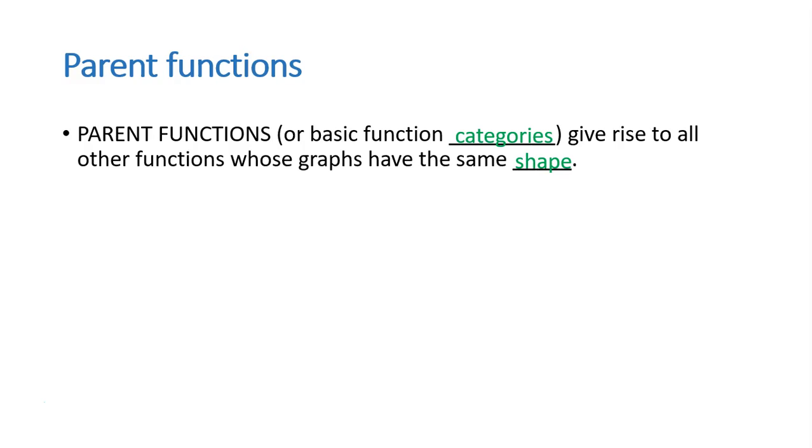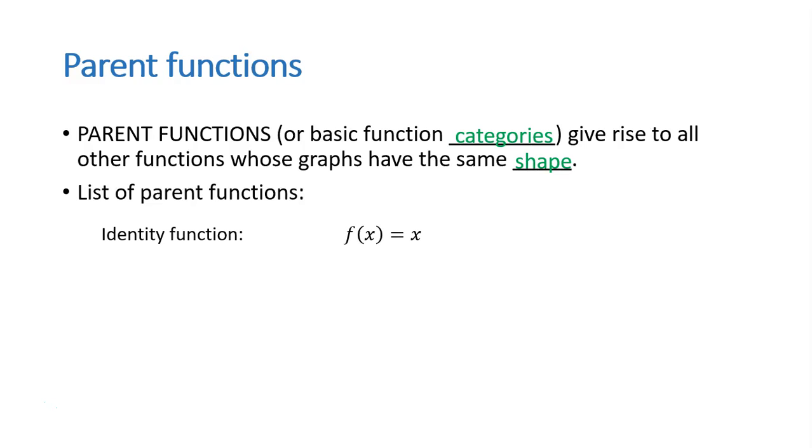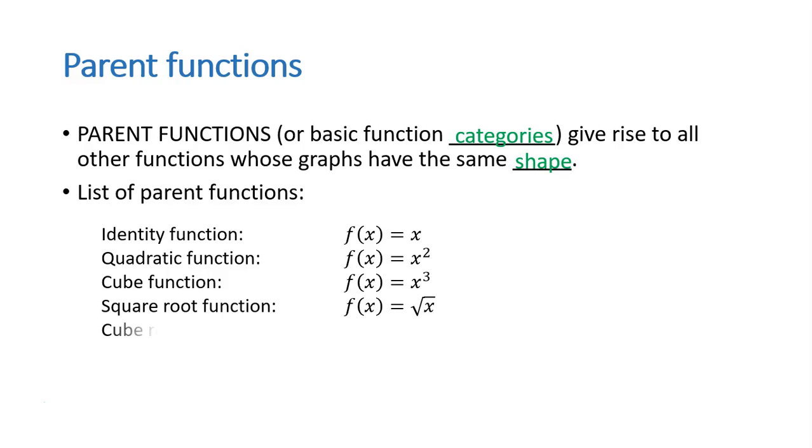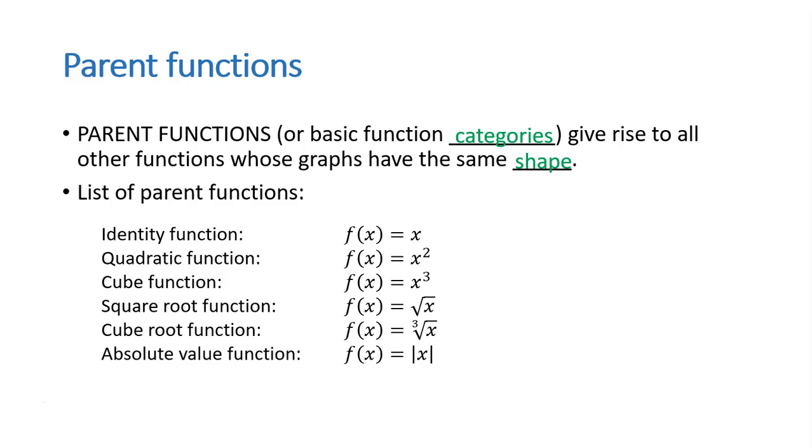We're going to look at 7 parent functions in detail: the identity function, the quadratic function, the cube function, the square root function, the cube root function, the absolute value function, and the reciprocal function. Keep in mind that these aren't the only parent functions that exist, but they're the only ones we're going to see. We'll graph them by generating a table of xy values and plotting points. Then we'll talk about the domain and range of each of them.